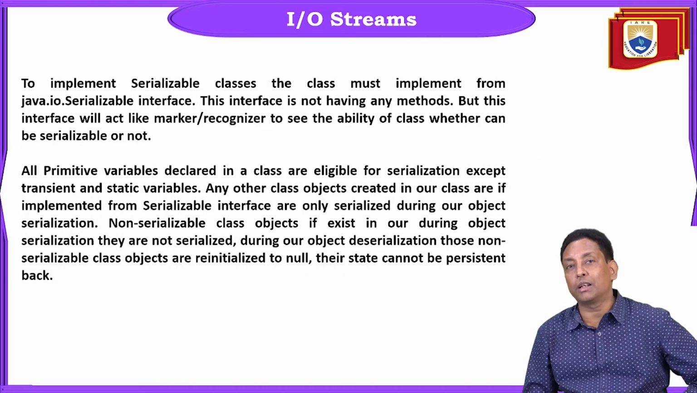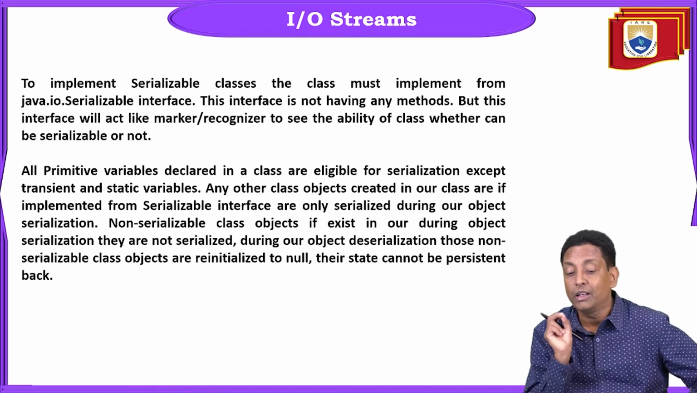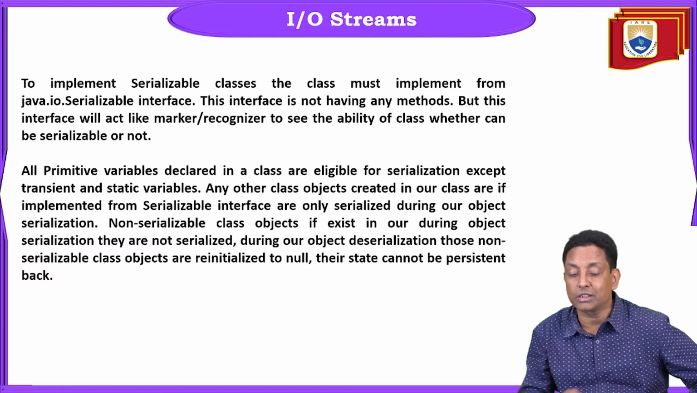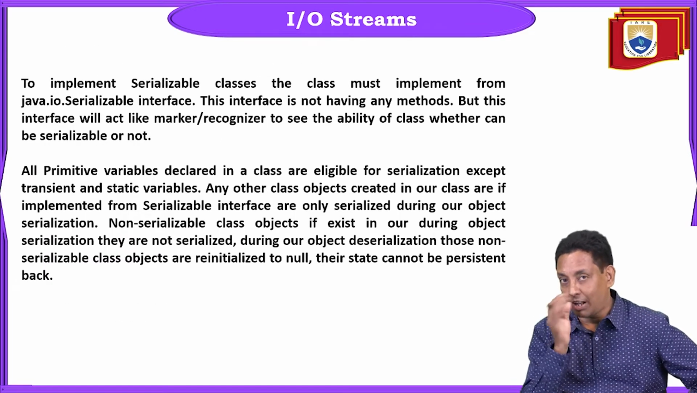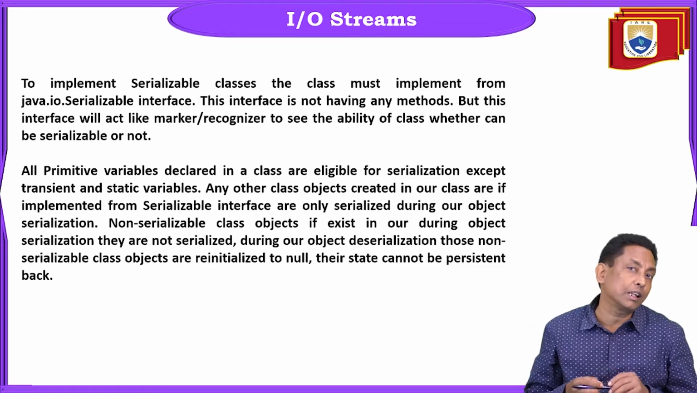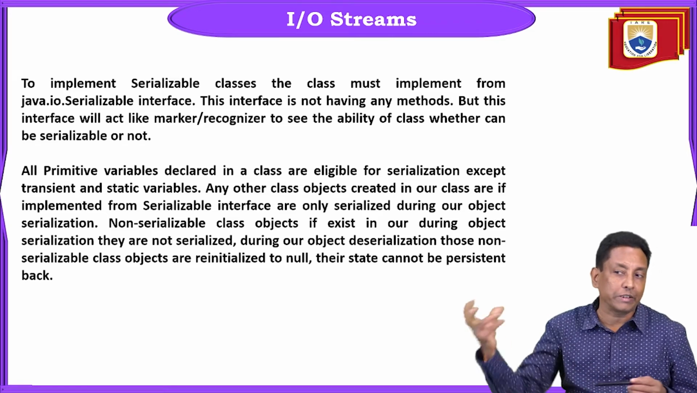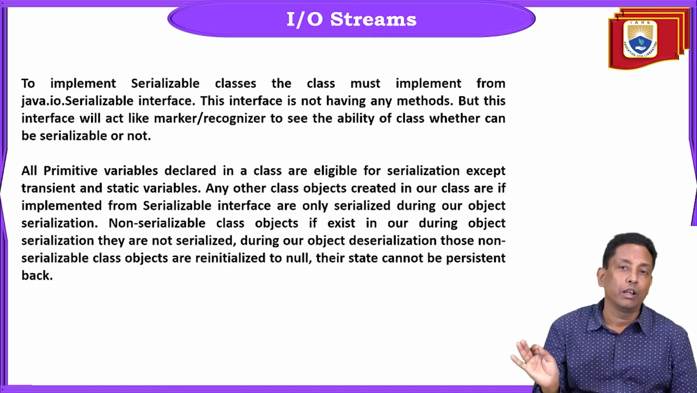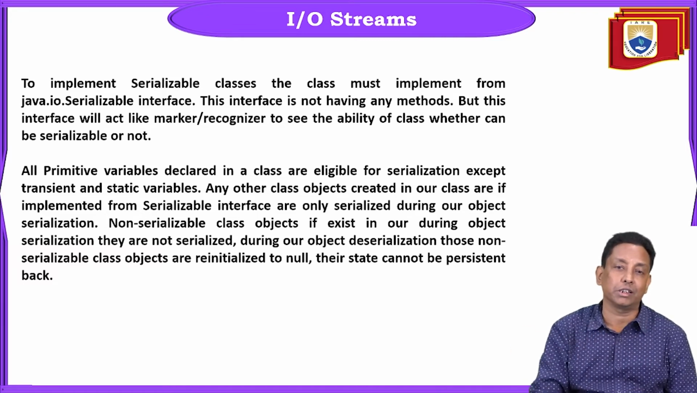To implement serializable classes, the class must implement the java.io.Serializable interface. I'll show you an example, the Department class. This interface does not have any method. If you ask me, if the class implements the Serializable interface, will the class get any special functions or variables? No. The Serializable interface does not have any variables or functions.